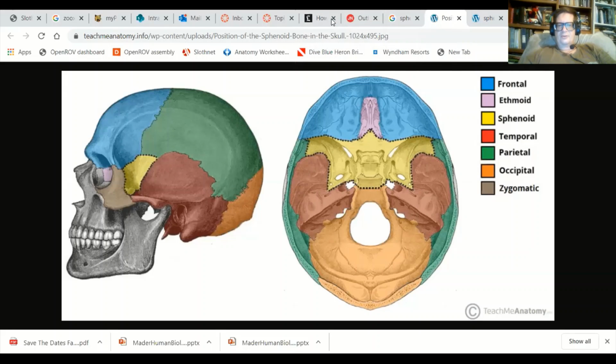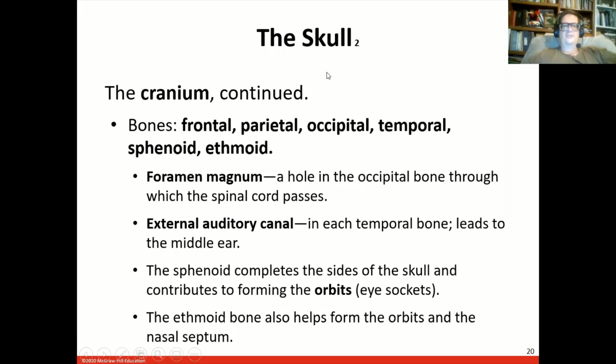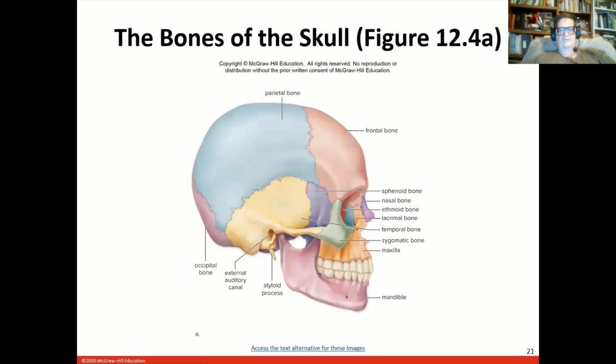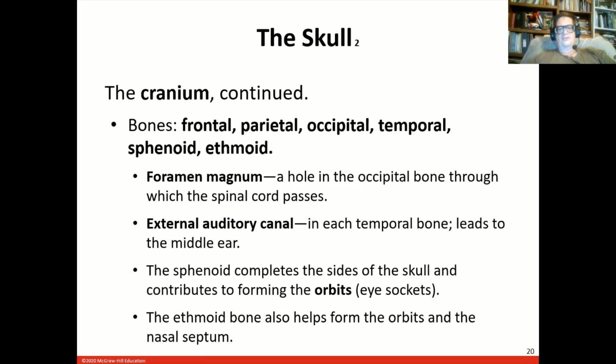Let me pause this. Okay, so here we are. It mentions the sphenoid. It doesn't have a good picture of it there. The sphenoid completes the sides of the skull, contributes to forming the back of the eye sockets. The ethmoid helps form the orbits, where the eye goes, and the nasal septum. If you think about it, where I said, oh, stick your finger up more than you want to and feel where it's not wiggly or it's bone, since the olfactory nerves sit right on top of it, that bone, it makes perfect sense.